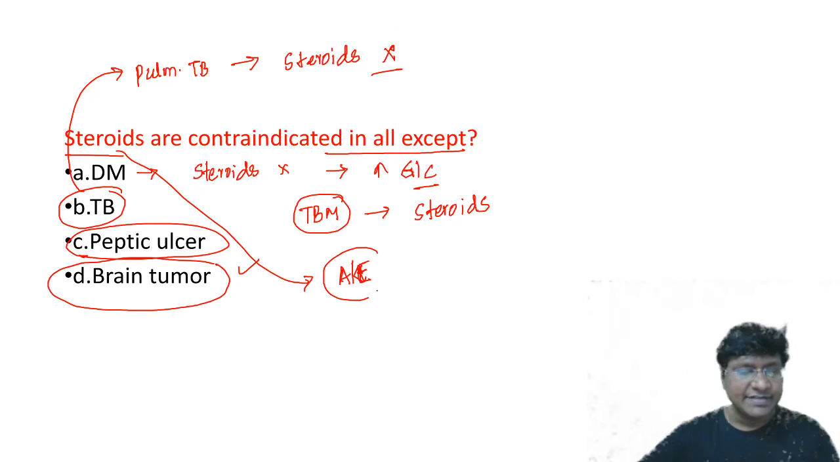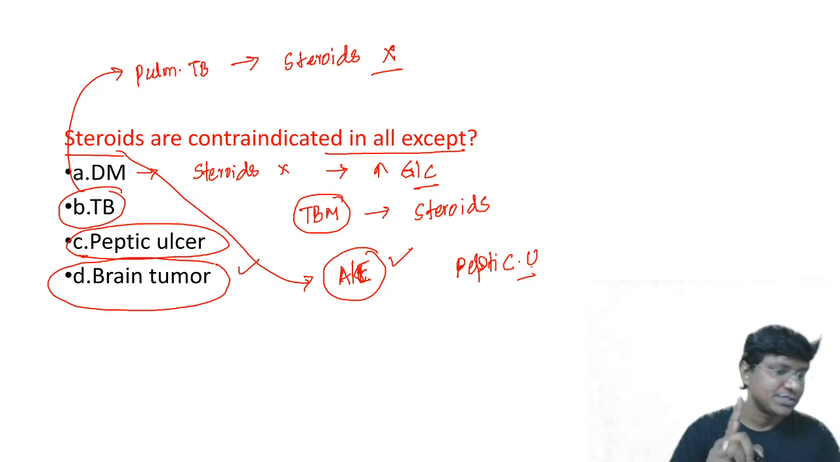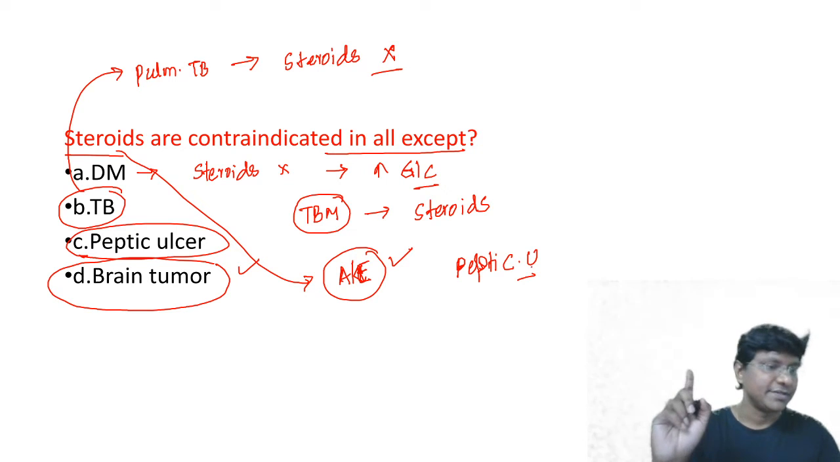One of the adverse effects of steroids is the development of peptic ulcers. Development of peptic ulcers is one of the adverse effects of steroids. So that is the reason why in peptic ulcers, steroids should not be given.